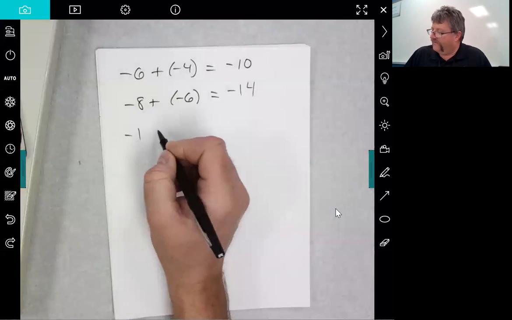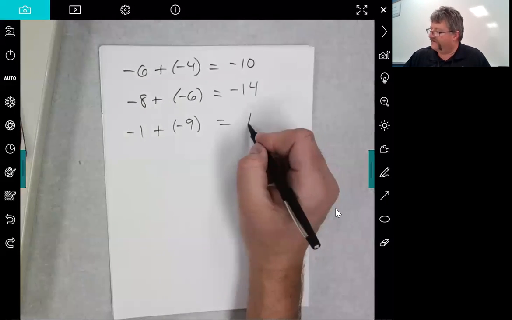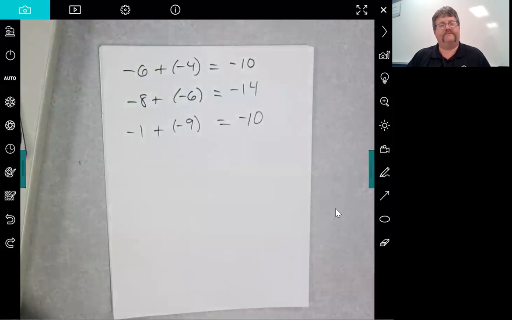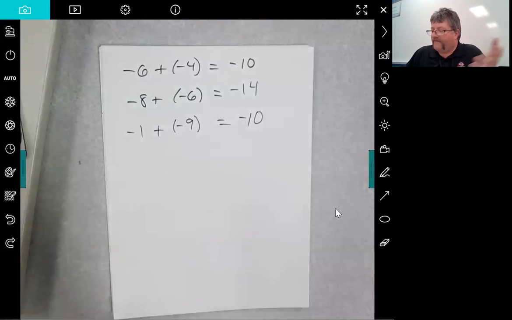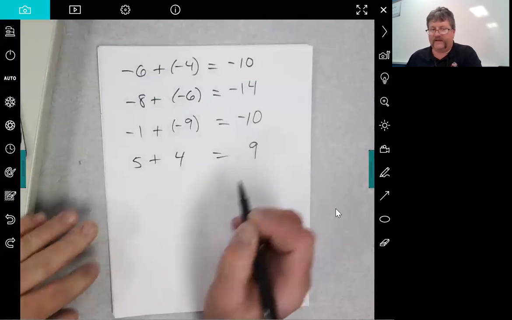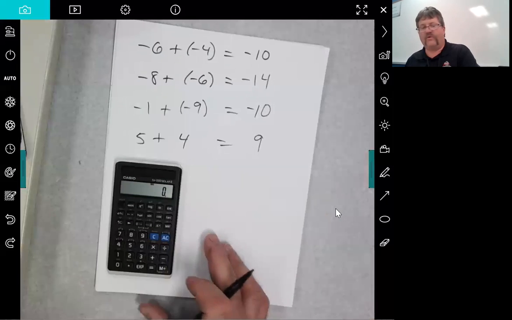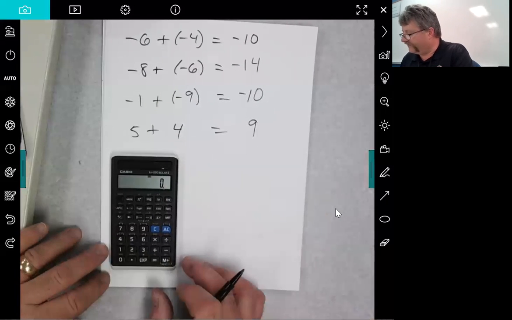-1 plus -9. They're both negative. 1 plus 9 is 10, so -10. You add the absolute values and you keep the negative sign because they're both negative. Obviously, if they're both positive, we don't need any help there, right? That's easy. We don't need any help with the other ones with the calculator, of course, but I just want to review these rules.